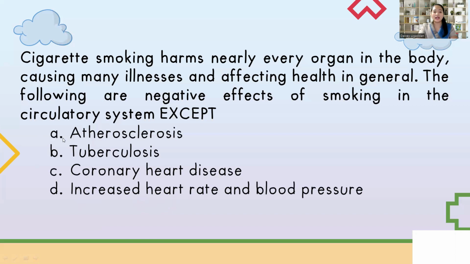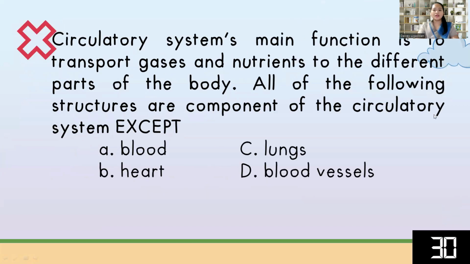So A, atherosclerosis, is also a disease of the circulatory system, while B, tuberculosis, is a disease of the respiratory system. So what we're looking at is the effect of smoking in the circulatory system. So the answer is very obvious. The answer to this one is B, tuberculosis.